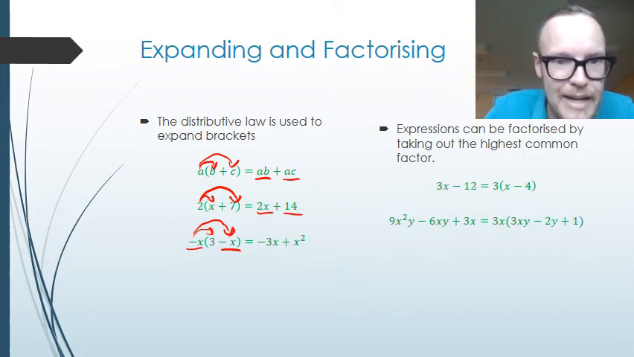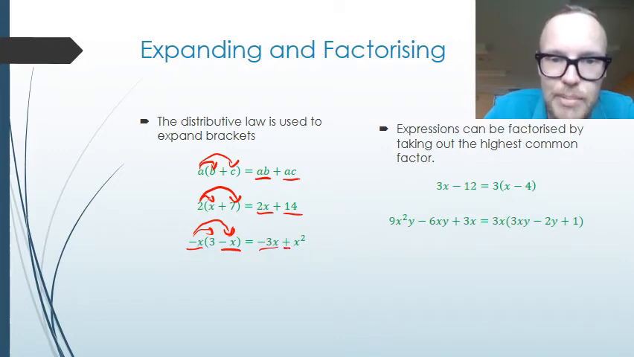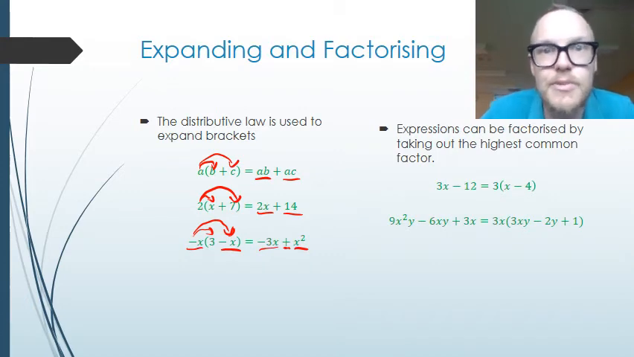So our negative x times 3, that's easy, that's negative 3x. But we need to be very careful with the negative x times the minus x in here. That's negative x times negative x. Negative times a negative is a positive, so that's why we've got a plus here. And then x times x is x squared. Okay, so we just need to be very careful when practicing those kinds of problems.